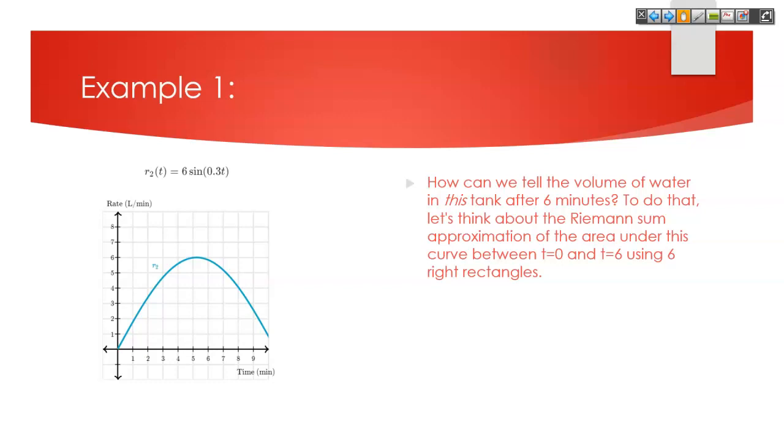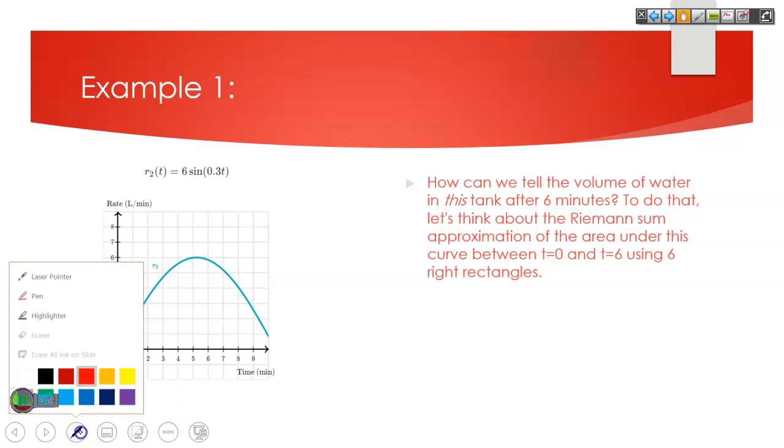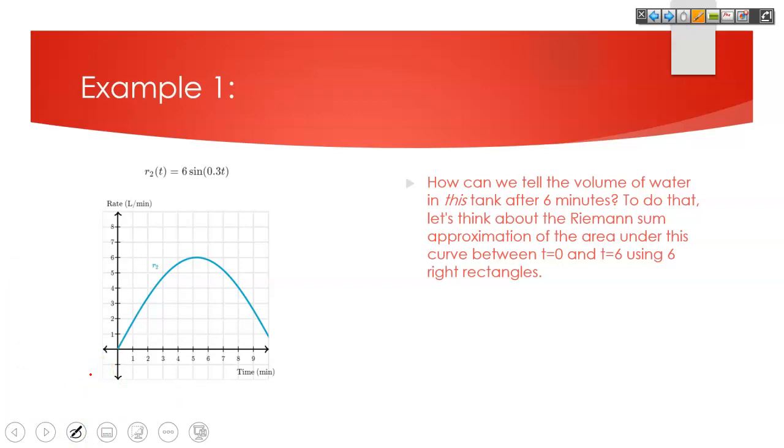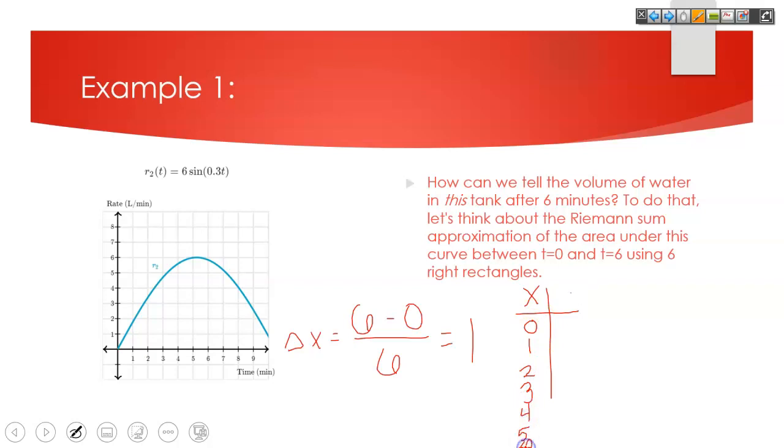So what you would do is plug that equation in to y1. And then what you would need to do is say, okay, b minus a, so it's 6 minus 0 over 6, which means that each of my rectangles, or my delta x's, are equal to 1. So I need the heights at 0, 1, 2, 3, 4, 5, 6.